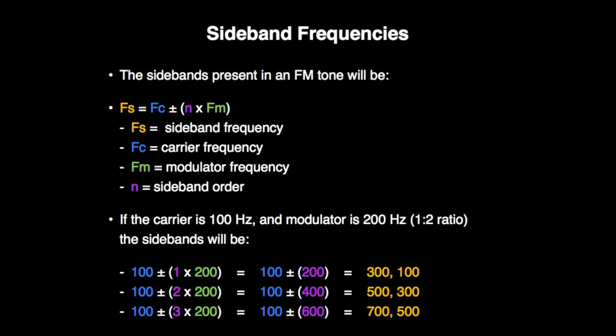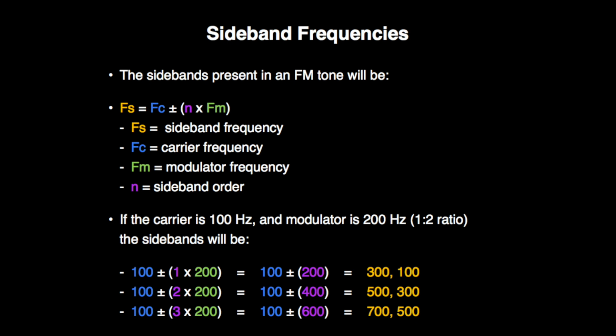Okay, that might not have sounded simple, but if you look at what each of these variables means, it's actually pretty clear. Fs is going to be the frequency of the sideband. So to calculate that, we're going to take Fc, the frequency of the carrier, and then add and subtract it from the frequency of the modulator times n, which is the order of the sideband, basically the number of the sideband. We can have any number of sidebands as we increase our modulation index. So we're just going to go up through the integers there.